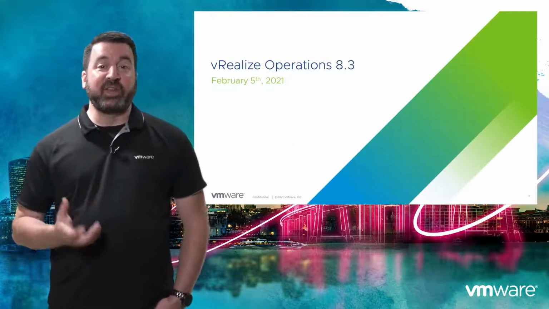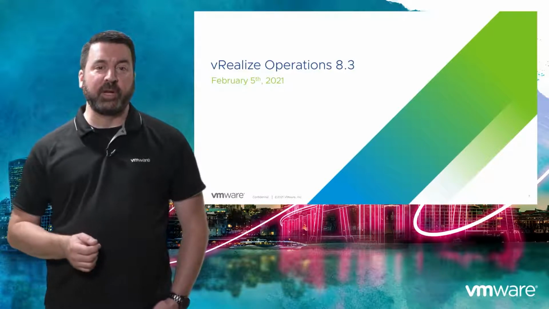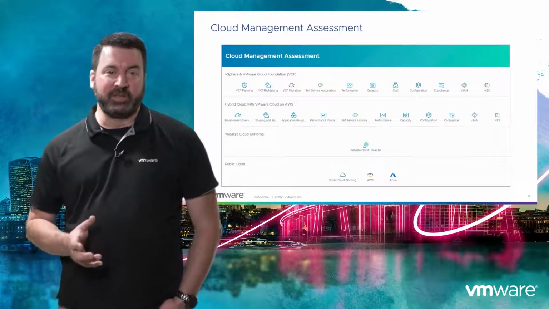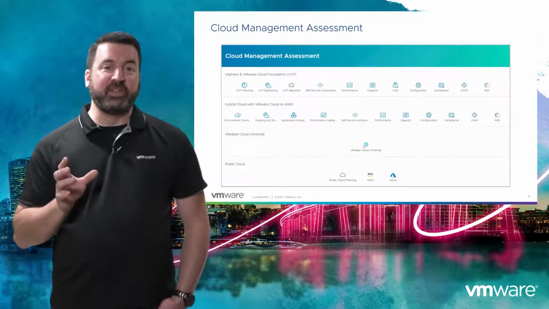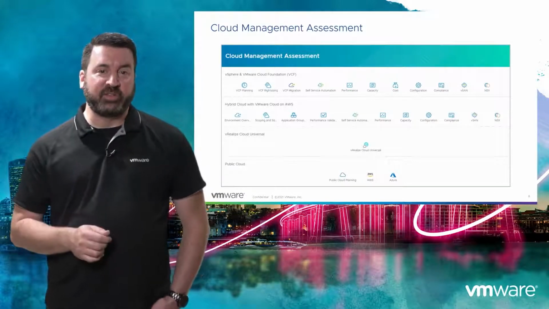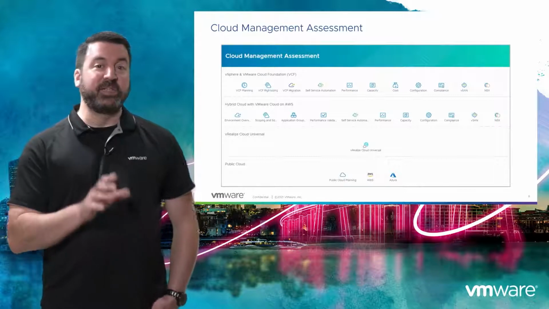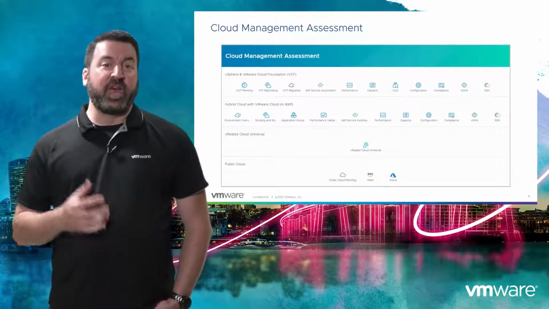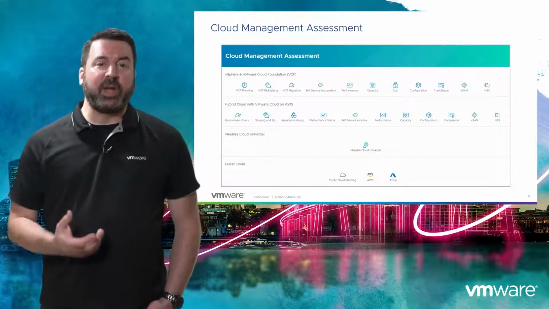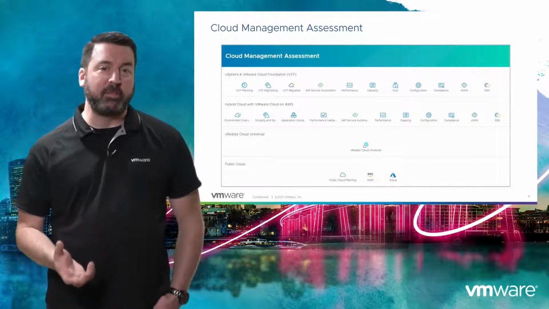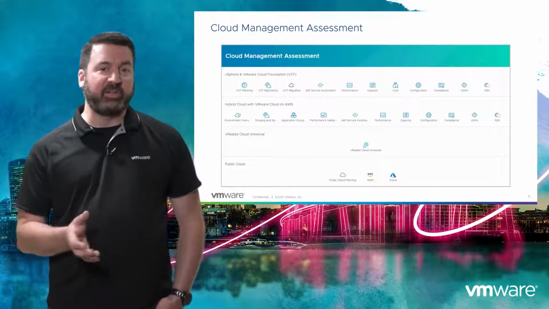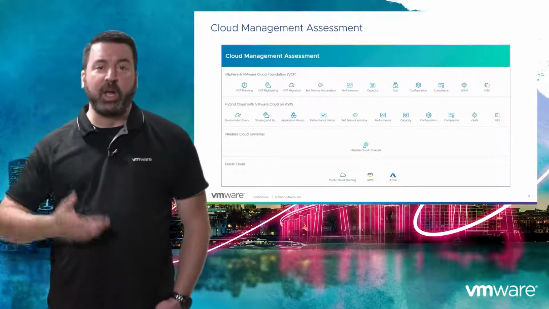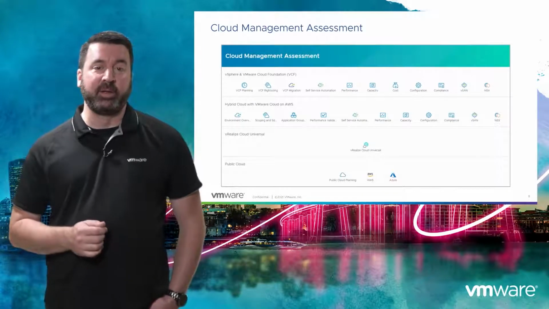vRealize Operations 8.3 came out in February of 2021, and this introduces the Cloud Management Assessment. Now, building upon the success of the vSphere Optimization Assessment, the Cloud Management Assessment takes things beyond just vSphere. This collection of dashboards helps you to get value out of vRealize Operations quickly with things like managing performance, capacity, and cost for vSphere, VMware Cloud, public cloud, and more.